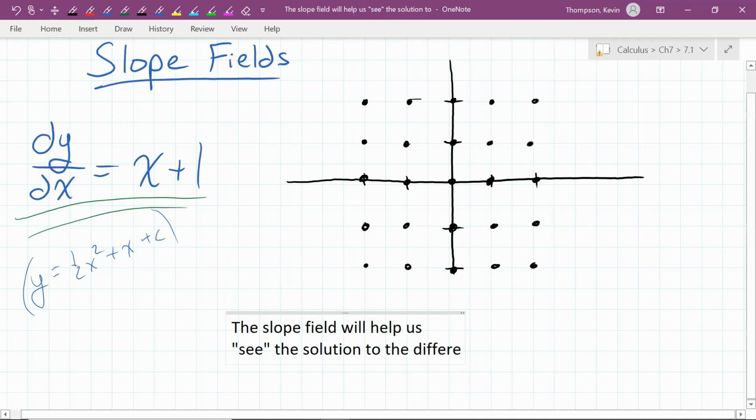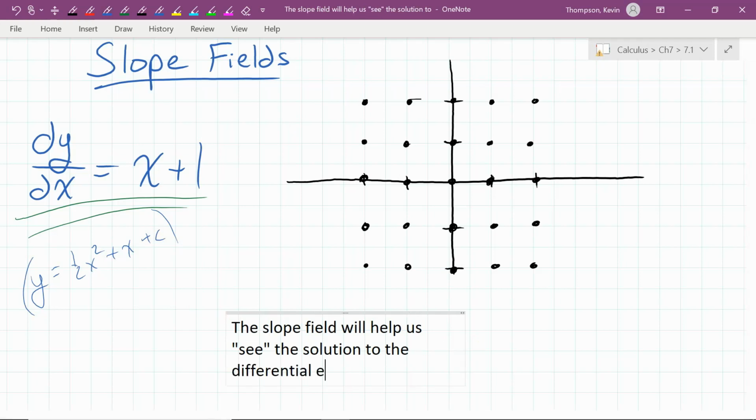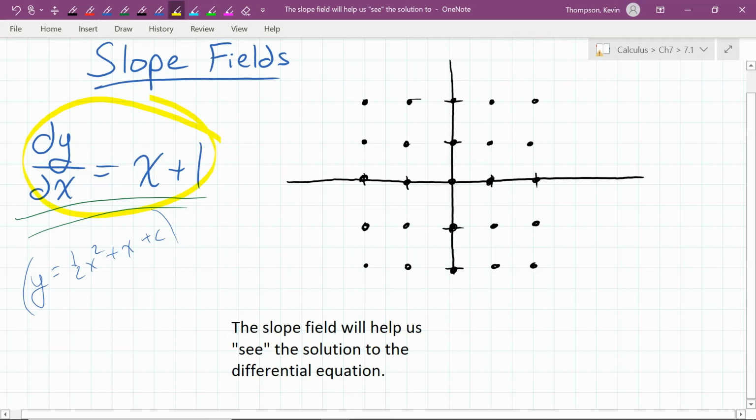I'm going to say this differently in a minute, but we already know the solution to this differential equation. It's 1/2 x squared plus x plus c. So the slope field is a way to help us see that solution. Okay? So here's how it works. Seth said this is a formula for slope.